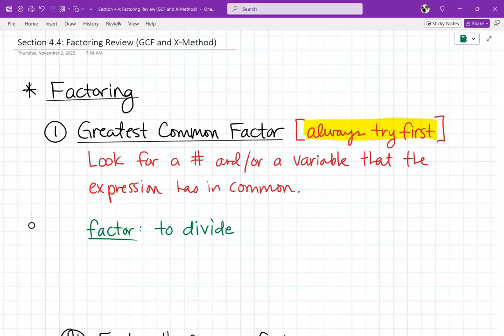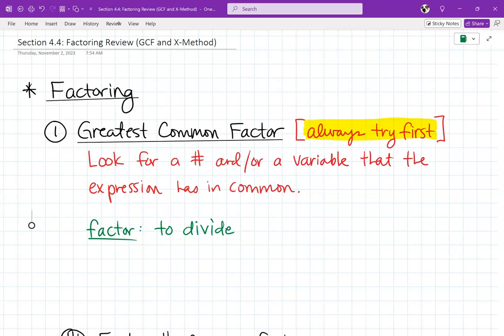So do they both have x's in common? Do they both have numbers that can be divided by 5 or by 3, by 2, something like that? Maybe I can take out negatives from everything. What do they have in common? And factor that out, okay? Because when you factor out things, it makes the rest of the expression simpler, okay?